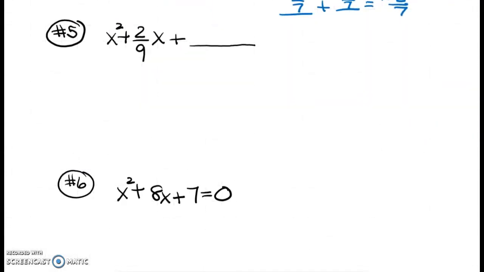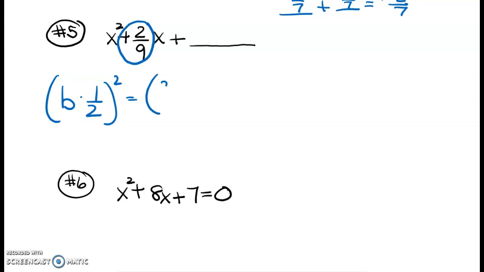All right, this is the last example we're going to do on this video, and then I'm going to start another one to do the last 3. Okay, so how do I find the number to add to make this a perfect square? All right, so I know I have to find my b value. I'm going to multiply it by 1/2 and then square it. So what is my b value? It's a positive 2/9. So I'm going to take that 2/9, multiply it by 1/2 and square it.